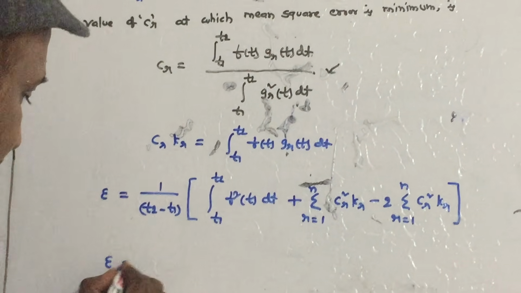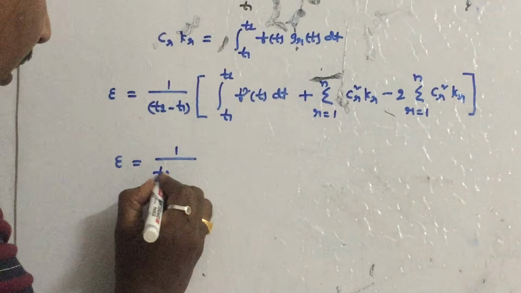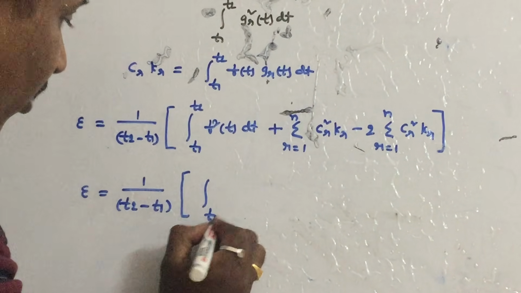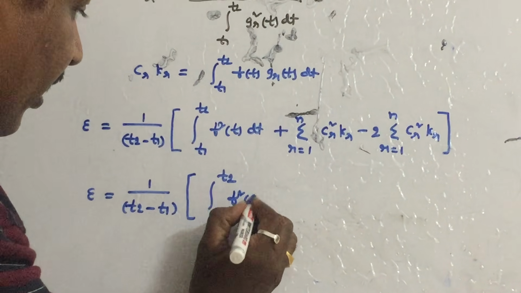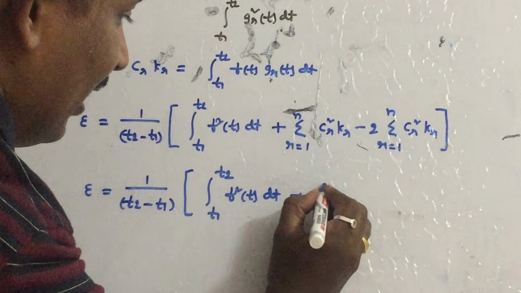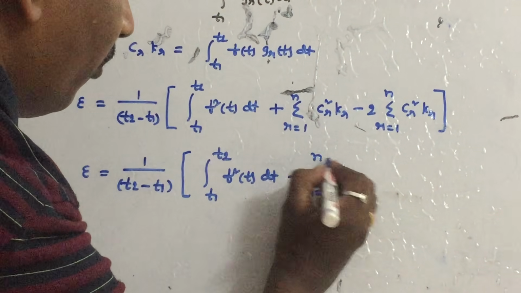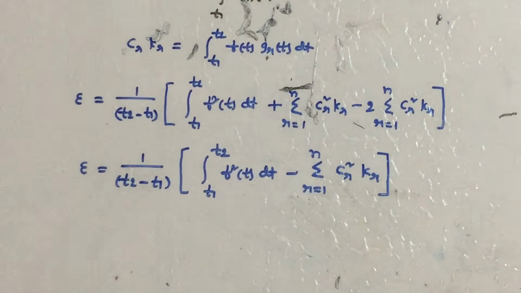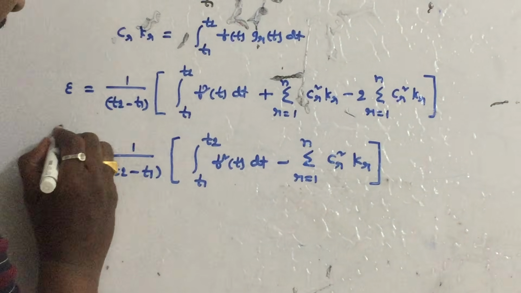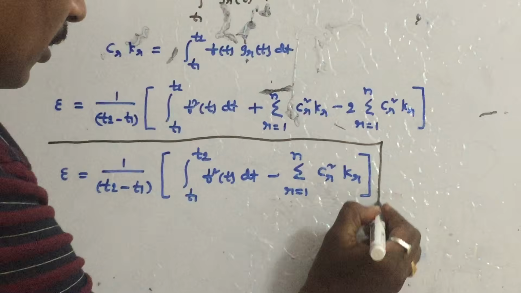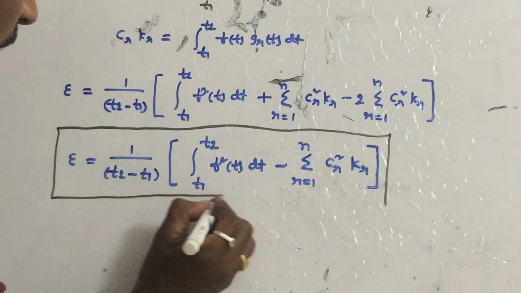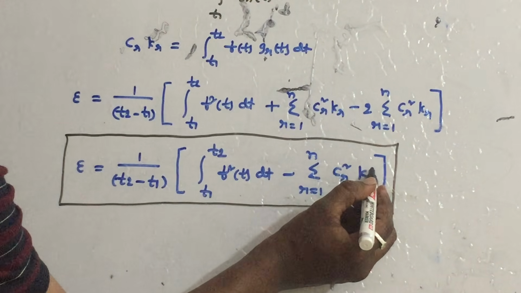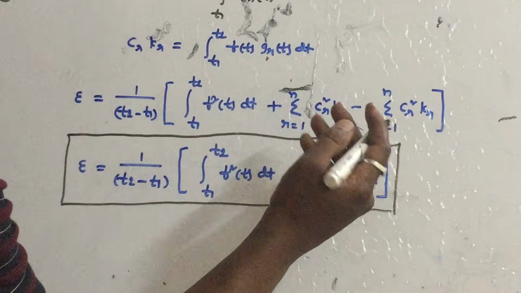So the mean square error in this approximation is 1 by t2 minus t1, integral t1 to t2, write the terms carefully, f square of t dt minus summation r is equal to 1 to n cr square into kr. This is the expression you have to derive in the examination. Very important question. Remember, cr are the coefficients and kr is the integration of the orthogonal function with itself.